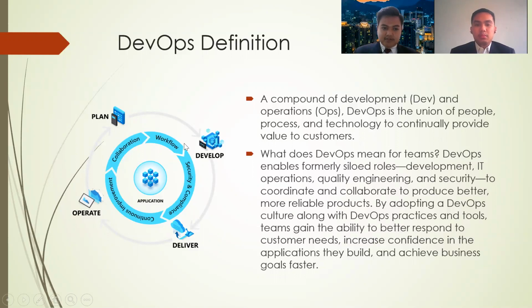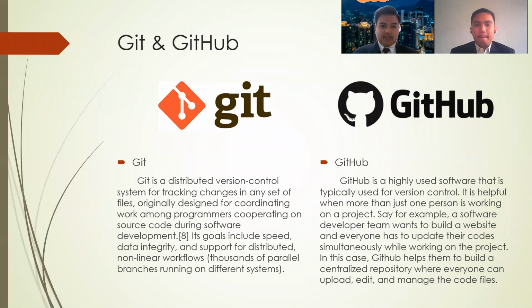And in the picture on the left side is the life cycle of DevOps. The first one we have plan, develop, deliver, and the last one you have operate, and so on. It keeps cycling. Okay, and the next one we have Git and GitHub.